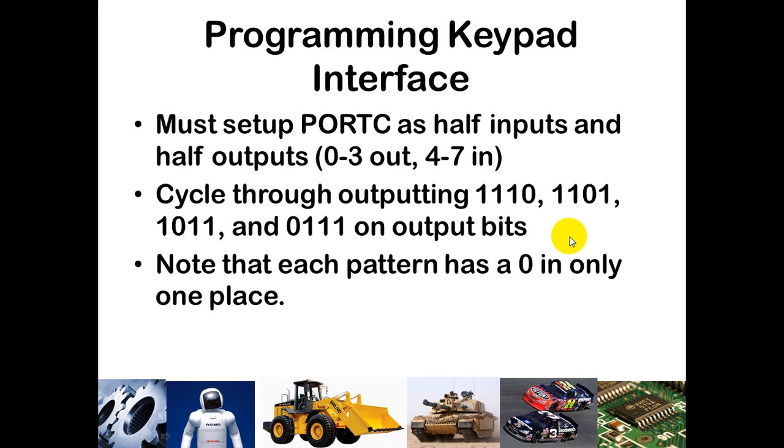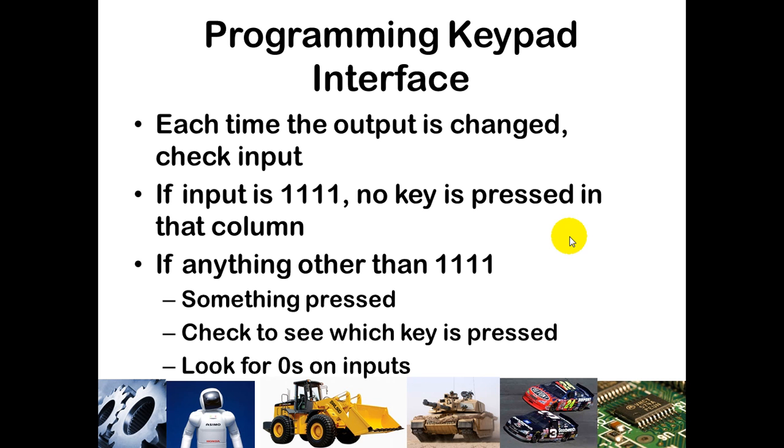And then what you're going to do is look for where a 0 comes back on the input. If you have a 0 on an output, and that's connected to your input, and you have a 0 on a specific bit of an input, the intersection of where you output that 0 and where you receive the 0 back will help to figure out which key is pressed. You can think of it as a coordinate grid where you have an X and a Y axis. Your outputs help you determine along the X axis, and your inputs help you determine along the Y, or vice versa. And every time the output is changed, you want to check the input.